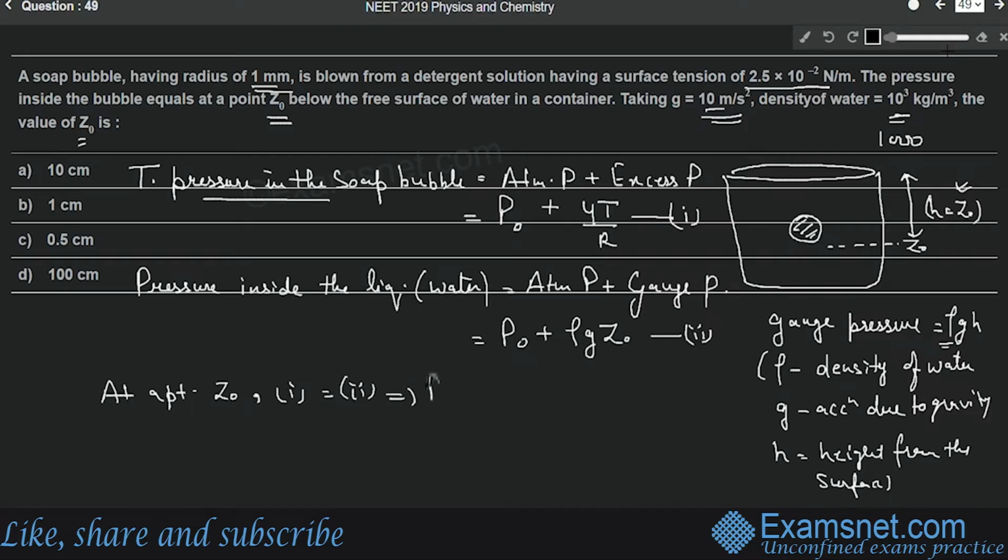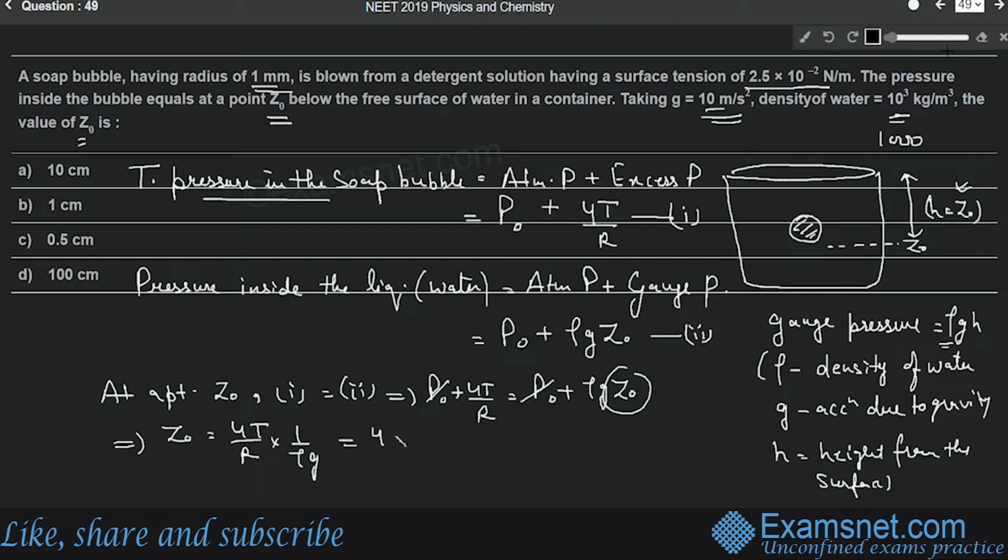That means P naught plus 4T by R becomes equal to P naught plus rho G Z naught. So P naught will be cancelled because it is on both sides, and we have to find out the value of Z naught, right? So Z naught will be equal to 4T by R divided by rho and G. Okay, so let's put the values here.